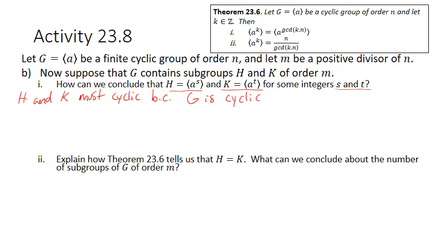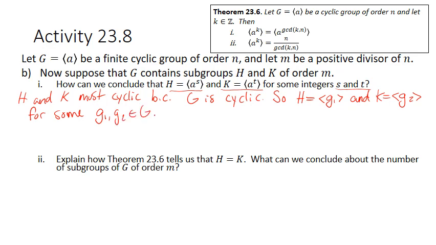Remember, that was that really long activity we did. So h and k must be generated by some elements from G. I'll just call those elements G1 and G2. So h and k are cyclic groups generated by G1 and G2 for some elements G1 and G2 from G.